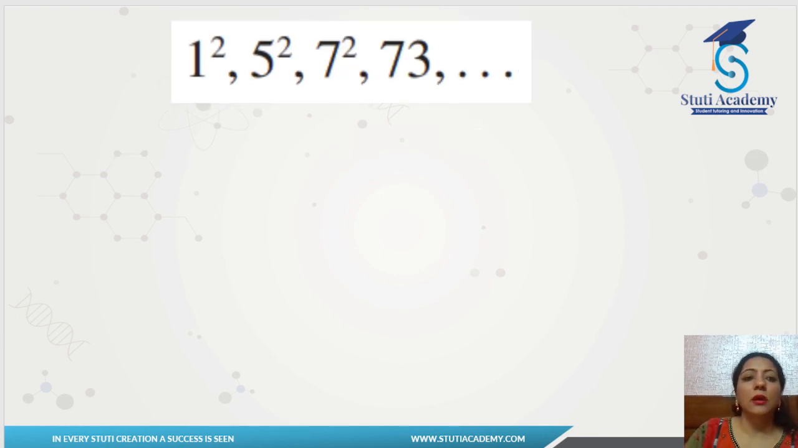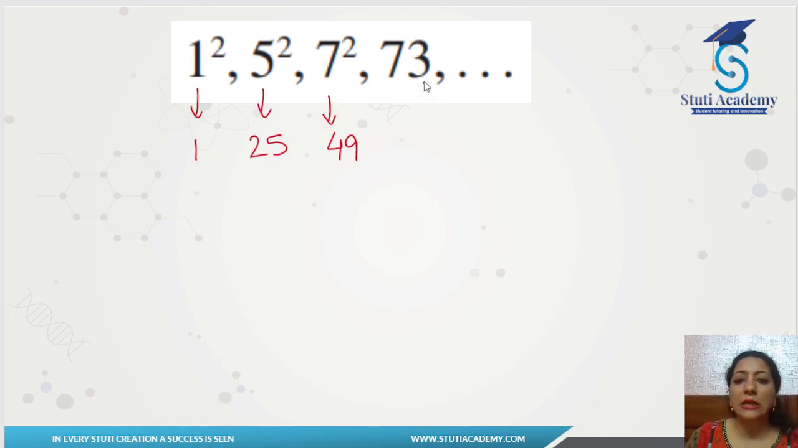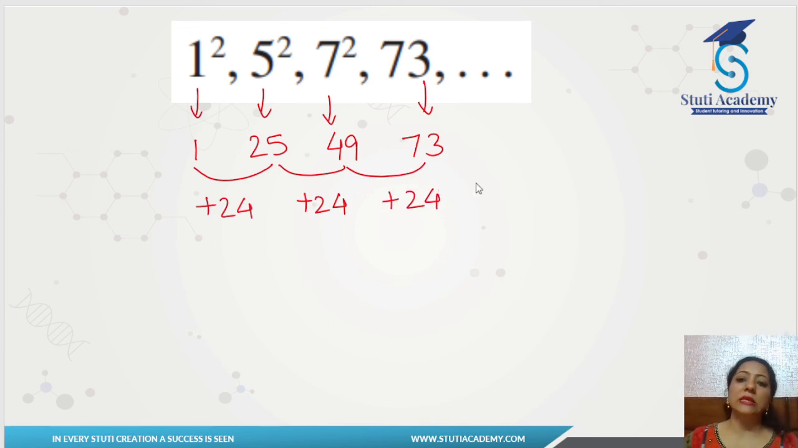Now the last one. We have 1 square, that is 1. This is 25. This is 49 and this is 73. So here we are adding 24. Here we are adding 24 and here we are adding again 24. So yes, it is an arithmetic progression where we have positive 24 as the common difference.